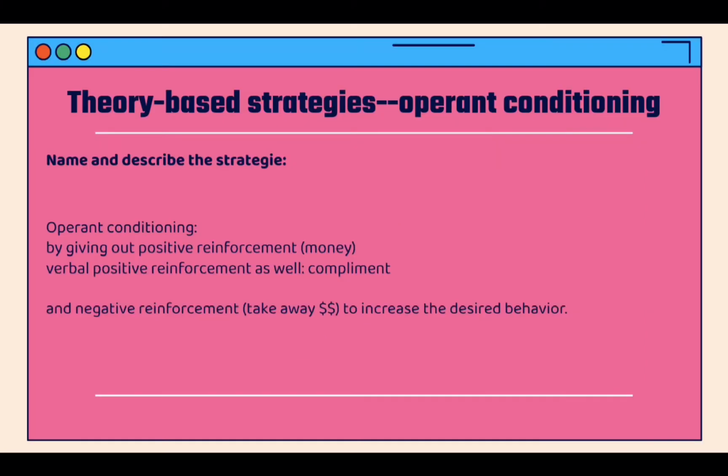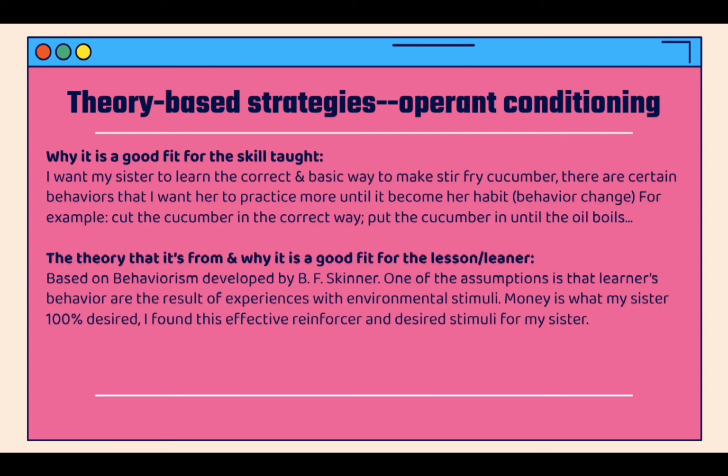For positive reinforcement, I will use money and verbal compliments to increase my learner's desired behavior. Also, I will use negative reinforcement, taking away the money, to increase the desired behavior as well. The goal is that I want my sister to learn the correct and basic way to make stir-fry cucumber.